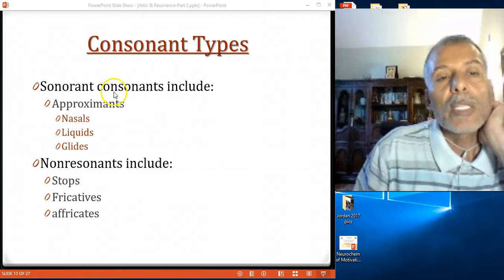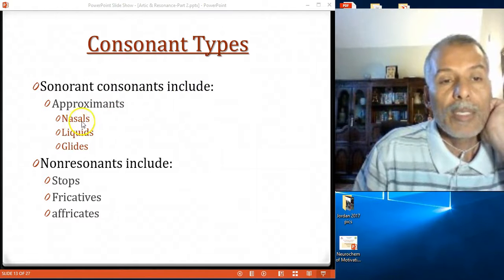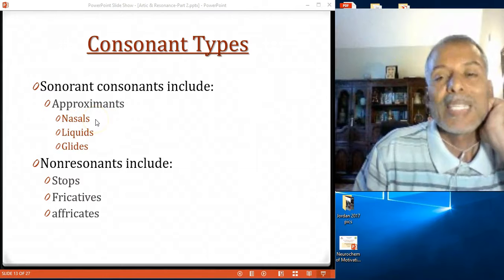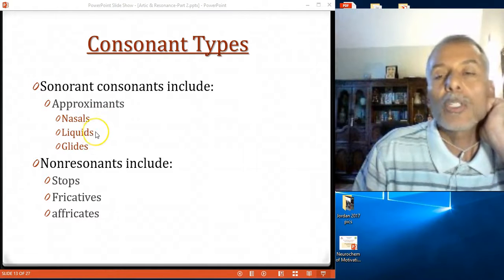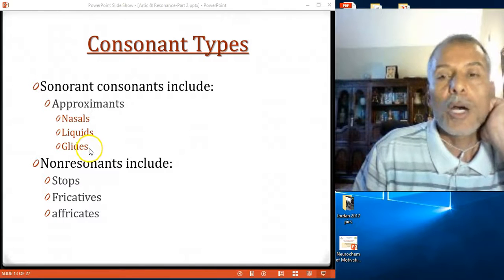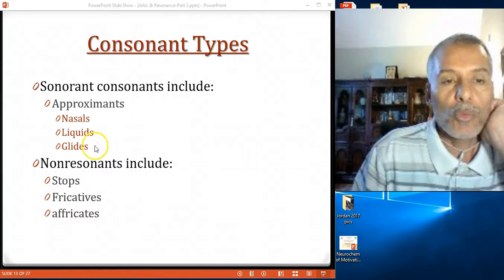The resonant consonants include the nasal sounds, and the liquids, which are l, r, and the glides, which are y, w. And we described each one.